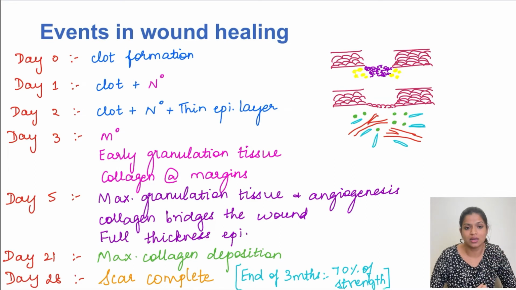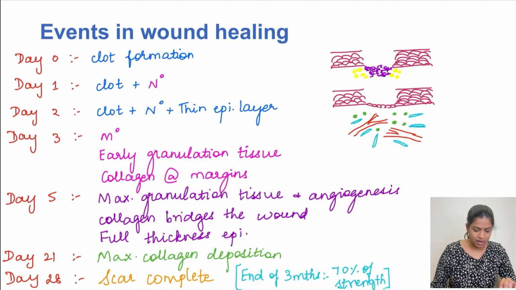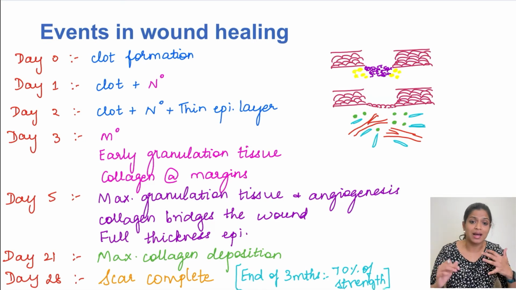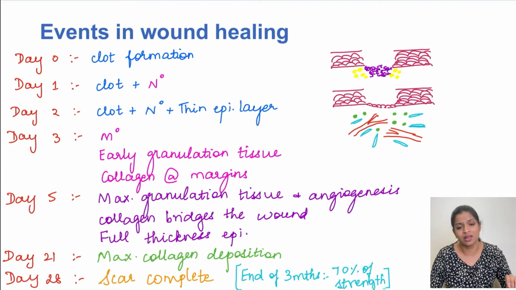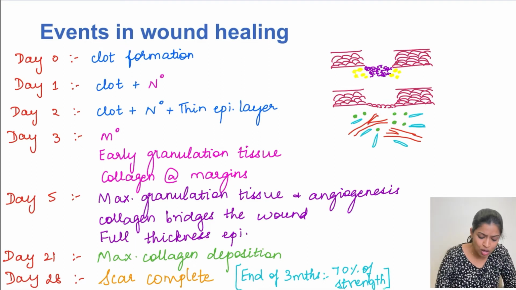And on day 21, there is going to be maximum collagen deposition, okay. And on day 28, that is within a month, the scar formation is going to be complete. And if you ask if the scar is going to have the 100% wound strength, that is if it is going to be back to 100% normalcy, no, never. So all these are very important MCQs. The maximum tensile strength a wound will get will be just 70%. It is never going to be 100%. Only 70% of the wound tensile strength will be regained. So all of these day-wise events are very, very important MCQs.